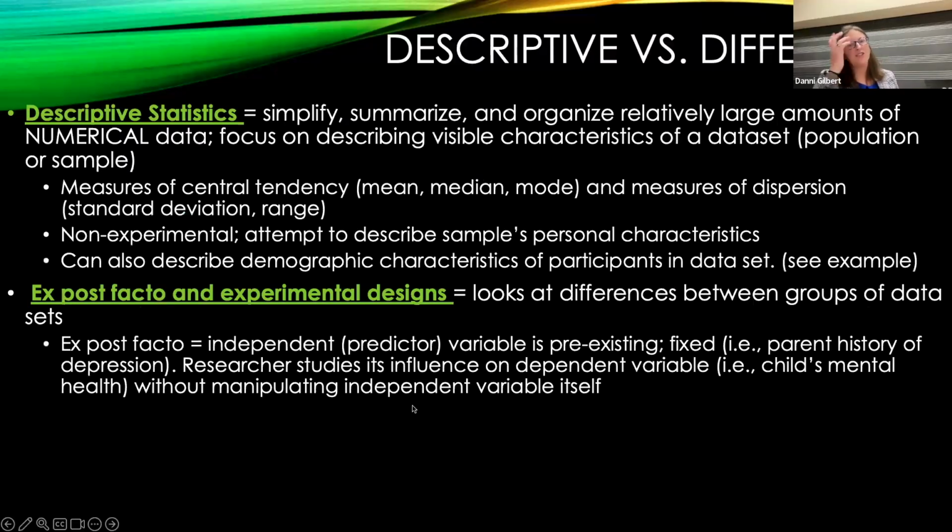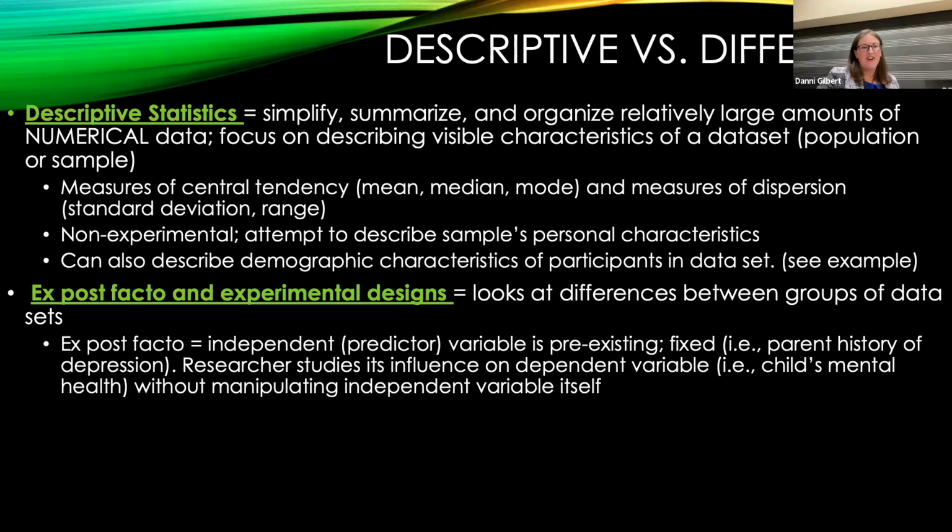Now, ex post facto and experimental designs are going to look at differences between groups of data sets. With descriptive statistics, we're just reporting what's there, describing and summarizing the data. But when we start to do experimental designs, we're seeing what is different about the groups of data that we have. In ex post facto designs, there's an independent variable and a dependent variable. The independent variable is also called the predictor. In ex post facto studies, the independent variable is pre-existing. It's fixed. The researcher did not do anything to change that variable.